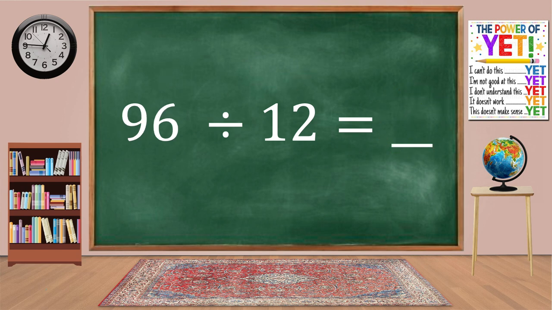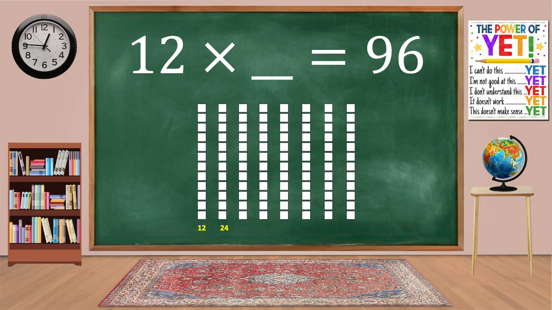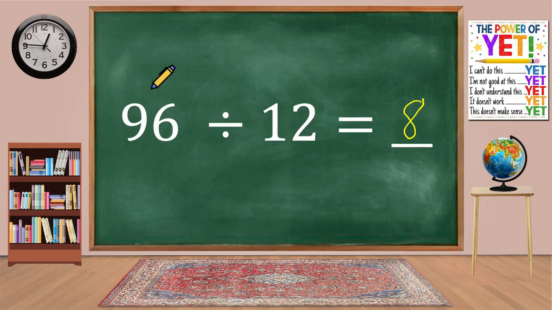96 divided by 12 equals blank. Our related fact is 12 times what equals 96? Skip count. 12, 24, 36, 48, 60, 72, 84, 96. We have eight columns. 12 times 8 equals 96. 96 divided by 12 equals 8.